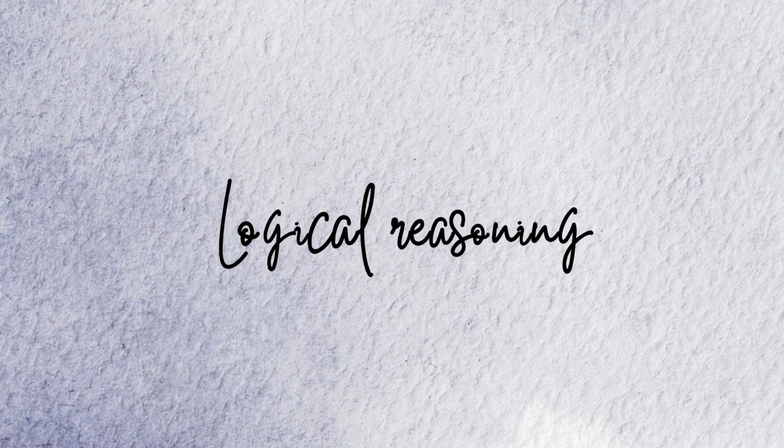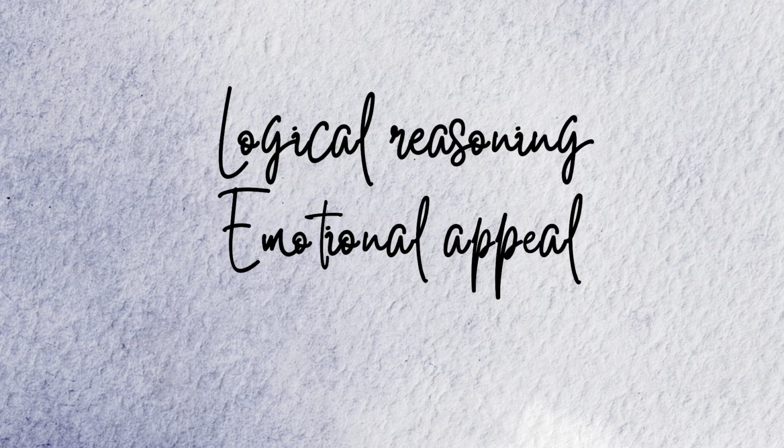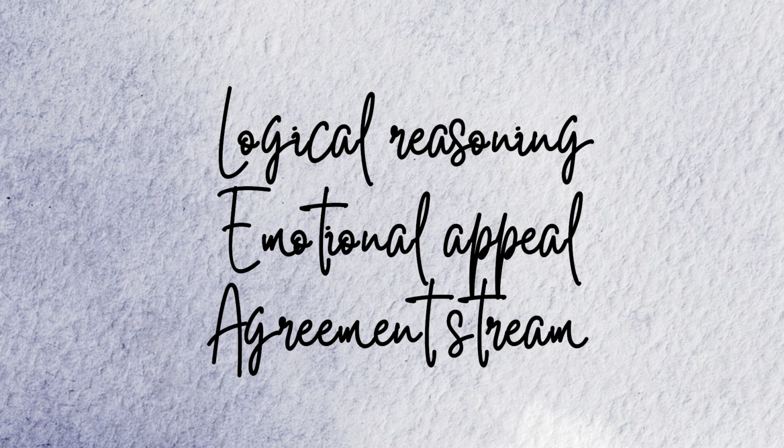So here are the 3 layers in the art of persuasion. The first layer is logical reasoning. The second is emotional appeal. And the third is the so-called agreement stream. These 3 things linked together make for the best persuasive tactics. Just reasoning alone doesn't work, not well enough. If it did, if the world would rely on logic, the world would be a much nicer place, don't you agree?